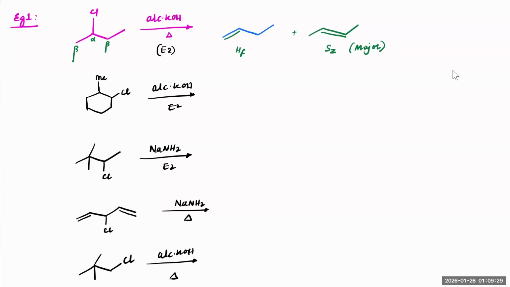Now notice the same thing here with E2. Here, this being alpha, beta, and beta, chances are as soon as the chlorine leaves, I can get a double bond here, or I can get a double bond here. Okay. Now, this is the Saytzeff product, this is the Hofmann product. Here it has less substitution. Okay. So which one is major? Saytzeff is major.